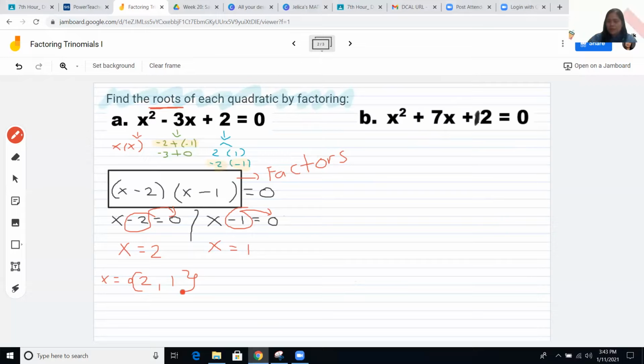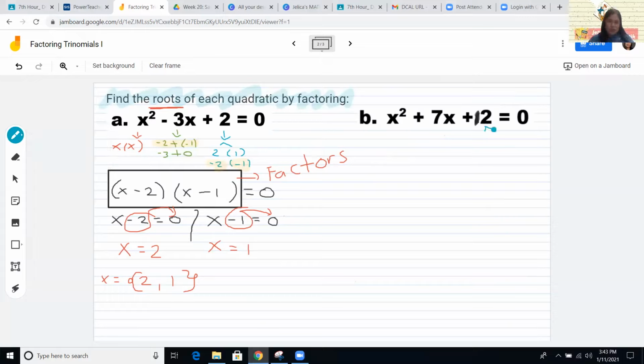Okay, so that is for you. And then we will answer letter B. For letter B, same as what we did a while ago. First step, we'll need to find the factors of the constant term, which is 12. So now the constant is 12.